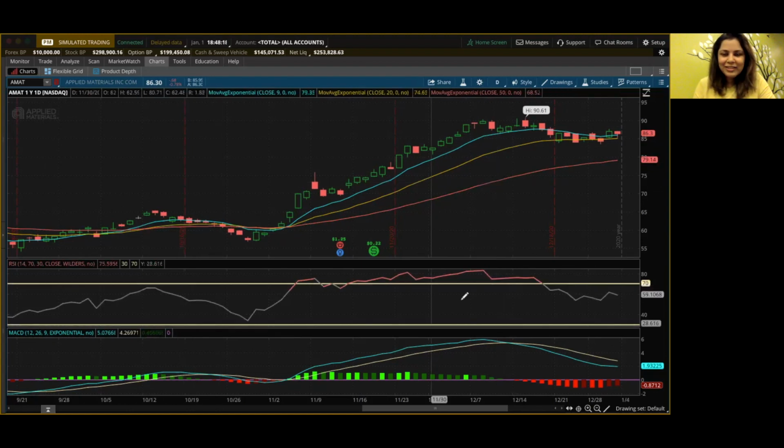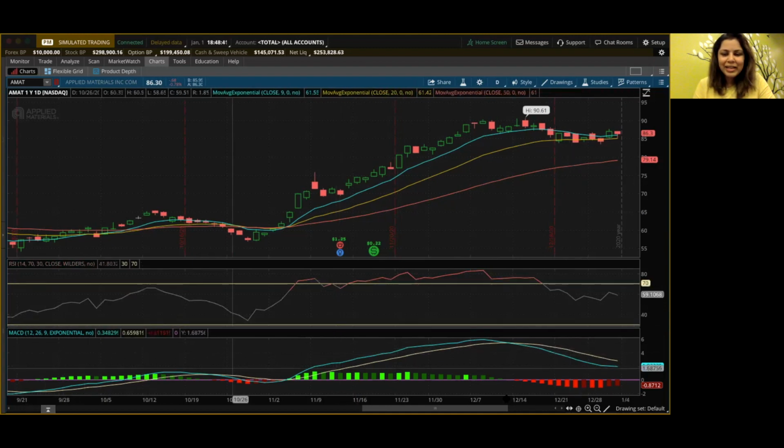Moving on, this is the RSI. I have drawn two lines here. One is the 70 line and the other is the 30 line. Any line above the 70 line is considered to be in the overbought category, and anything below the 30 line is considered in the oversold category.